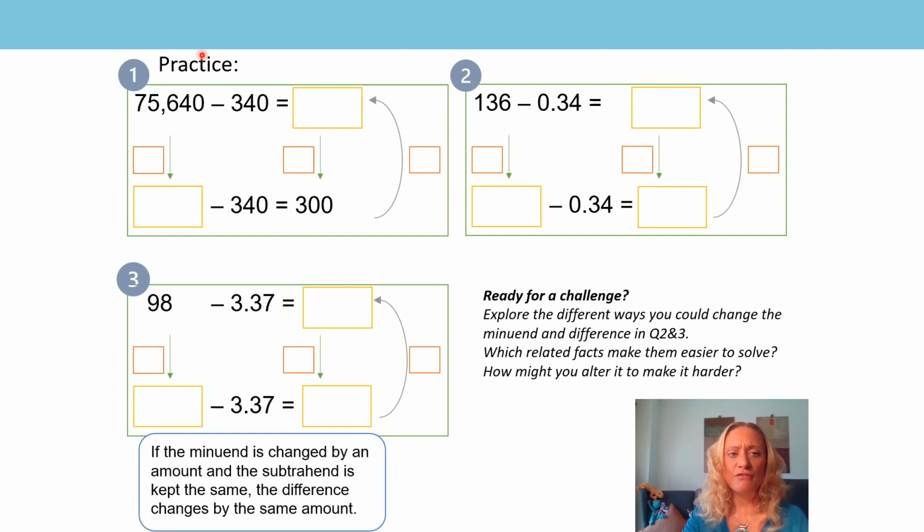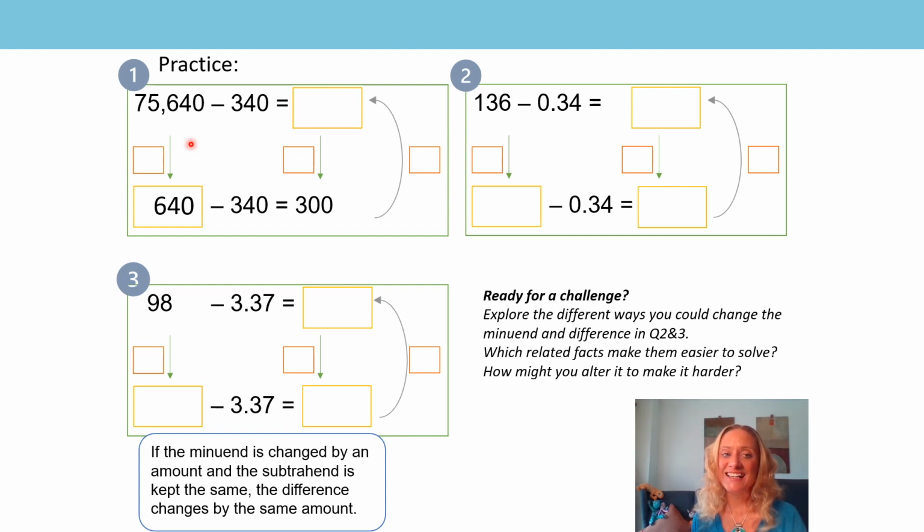Let's have a look. We've got 75,640 subtract 340. So a known fact within there that you can see quite easily. Yes, I can hear you shouting it at me. It's 640 here, isn't it? If I've got 640 subtract 340, I can find 300 quite easily, can't I? How did I transform the minuend to expose my known fact of 640 subtract 340?